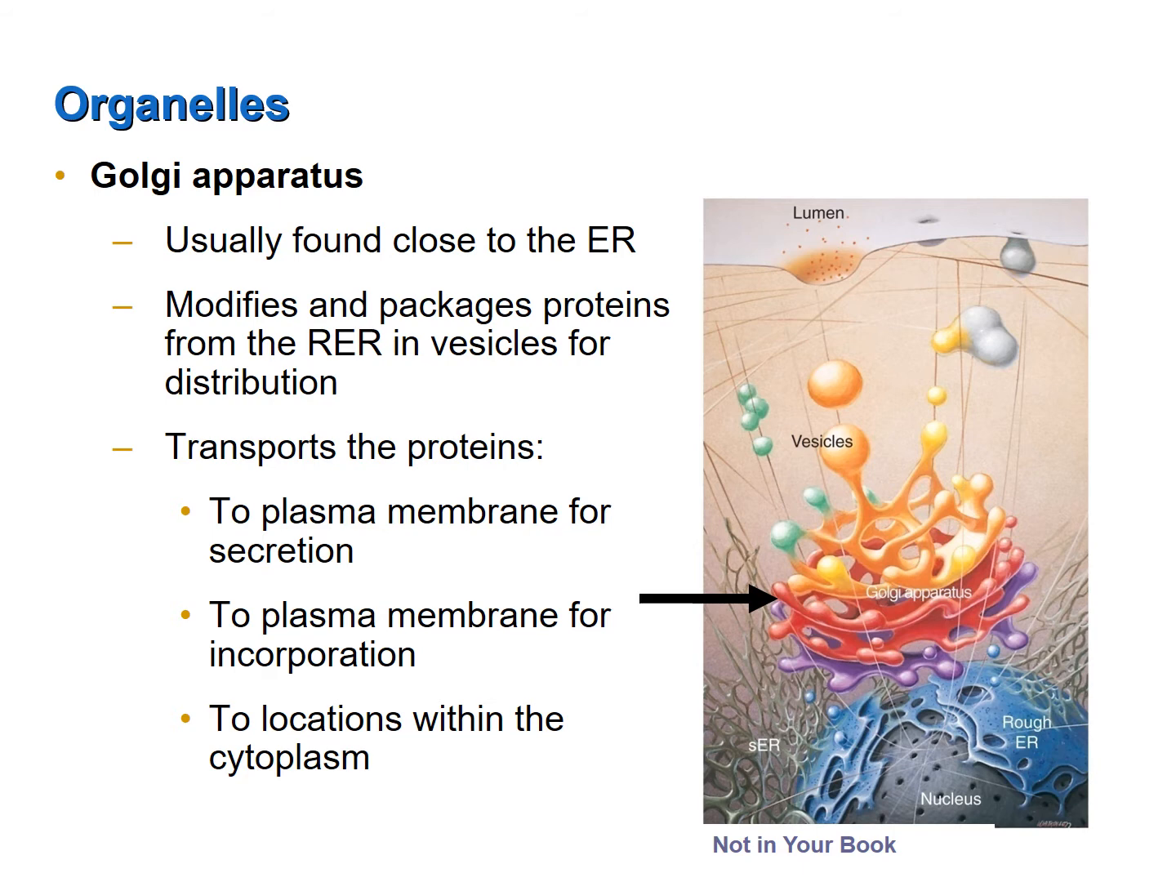placed back into vesicles. Those vesicles leave the Golgi apparatus and are either secreted outside of the cell as the vesicle merges with the plasma membrane, are incorporated into the plasma membrane as the vesicle merges with the plasma membrane, or the vesicles are sent to locations within the cytoplasm. So you can sort of think of the Golgi apparatus as the UPS of the cell.